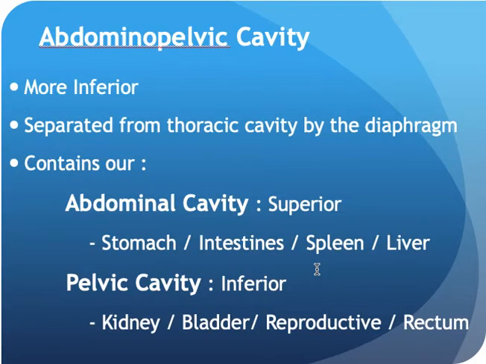Okay. Abdominal pelvic cavity, it's going to be more inferior. It's separated from the thoracic cavity by the diaphragm. It's going to contain our abdominal cavity, which is going to be a little more superior. So my stomach, my intestines, my spleen, my liver. My pelvic cavity is going to be a little more inferior, and it's going to contain my kidney, my bladder, my reproductive organs, and my rectum.